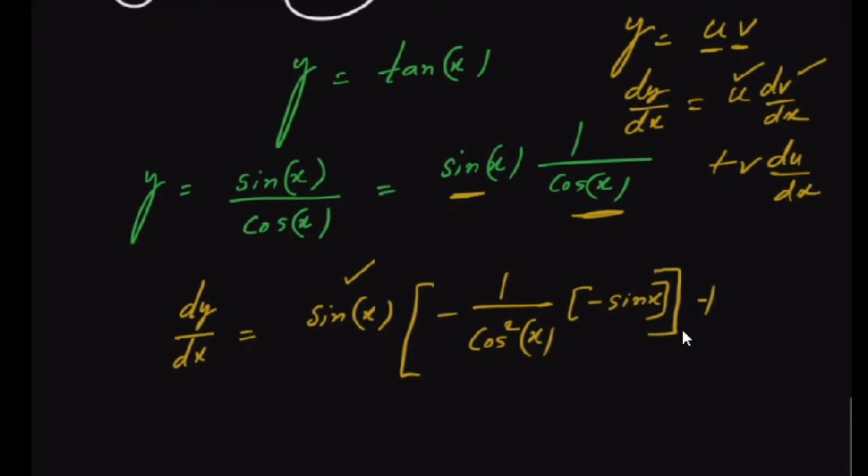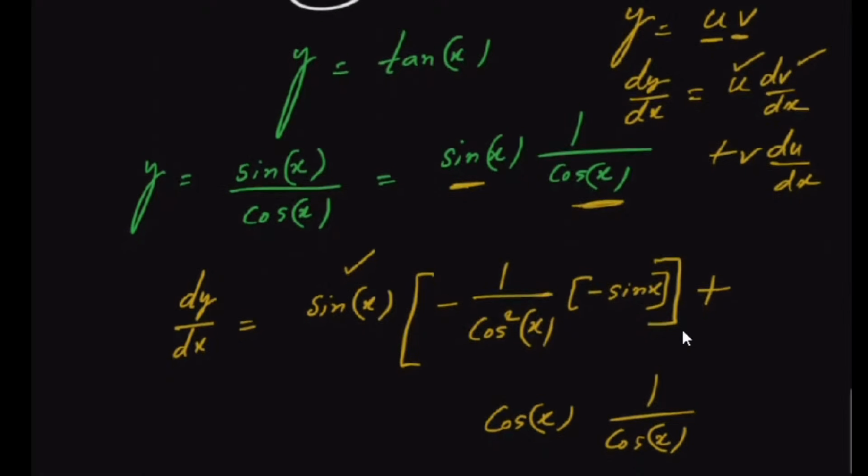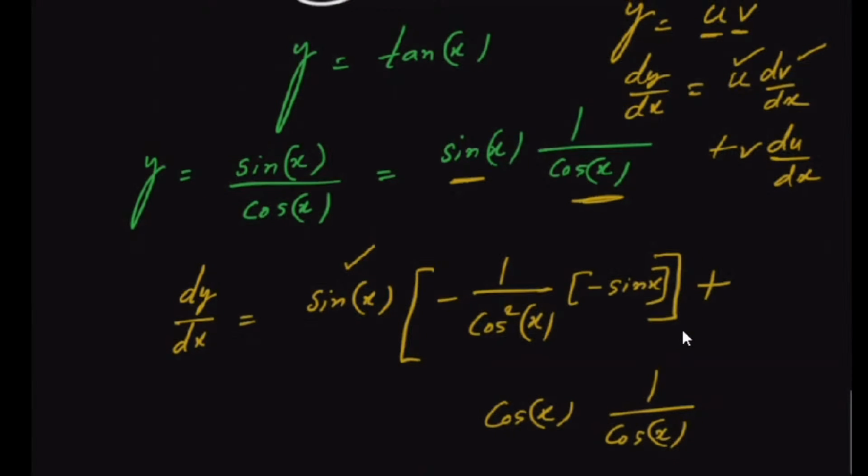Clear? Plus v du by dx. That means 1 by cos x I will keep as it is, times the derivative of sin x. What is the derivative of sin x? It's cos x, correct? Clear? So this is the product rule. So we have used both product rule as well as chain rule in this derivation.